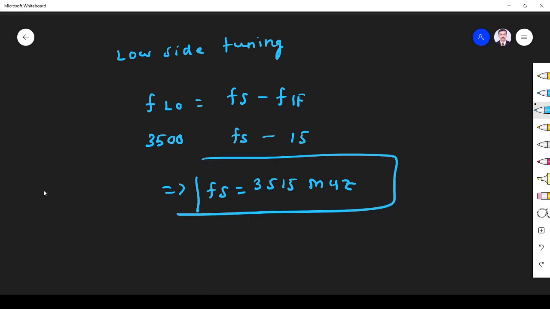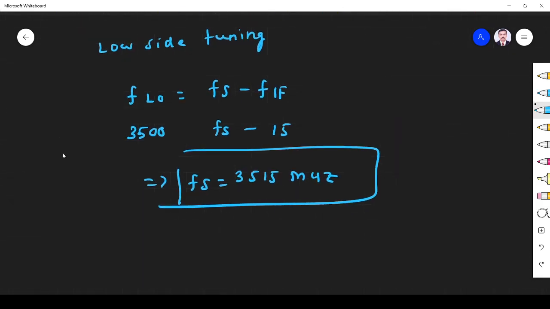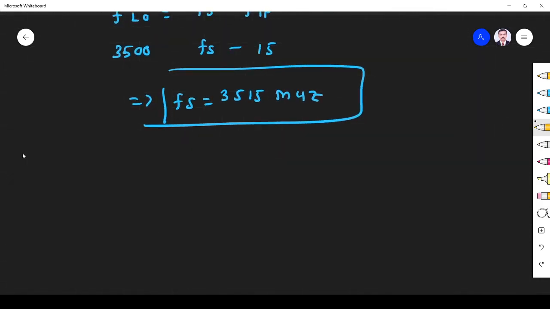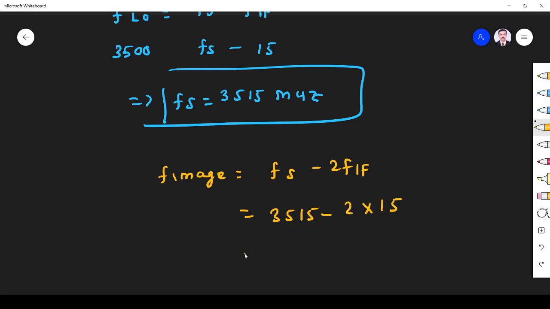So what are they asking? They are asking the image frequency. For low side tuning, what is the image frequency? Just now we saw, the image frequency is Fs minus 2Fif. That is the formula. So Fs is 3515, and 2 times the intermediate frequency is 30, so 3485 megahertz. Right, this is my image frequency value.